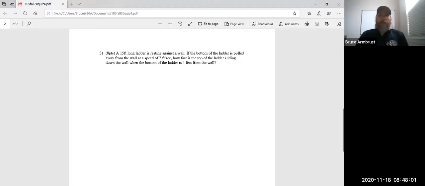All right, so this is a related rates question. And the way that you can tell is we're being asked for a rate. When it says how fast is the top of the ladder sliding down, that's a speed. And a speed is a rate. It's a rate of change. We also have another rate of change. It says the bottom of the ladder is being pulled away from the wall at a speed of 2 feet per second. So we're being asked for a speed. We're given another speed. Those are both rates. So that means this is going to be a related rates question.